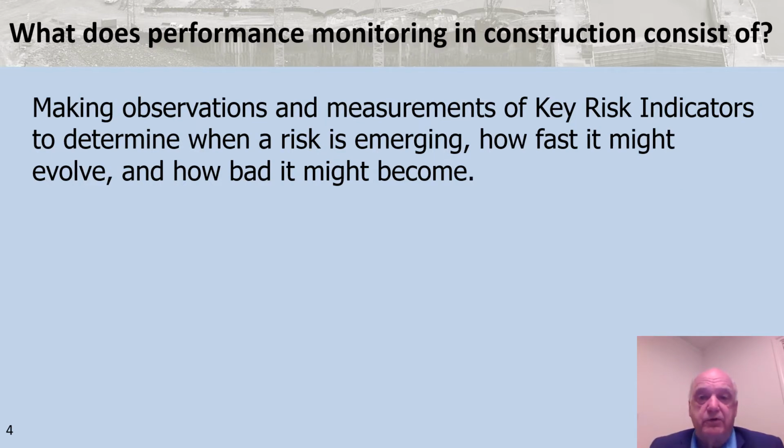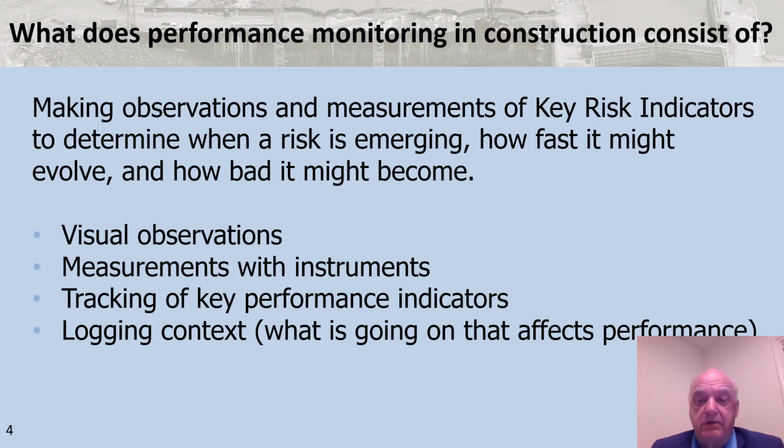So what does performance monitoring in construction really consist of? It consists of us making observations and measurements of key performance or key risk indicators to determine when a risk is emerging, how fast it might evolve, and how bad things might become. Key risk indicators is not a common set of words in our industry, but this is a session on risk, and so we use the idea of what's telling us that risk is occurring, what's meaningful, that we could then go measure.